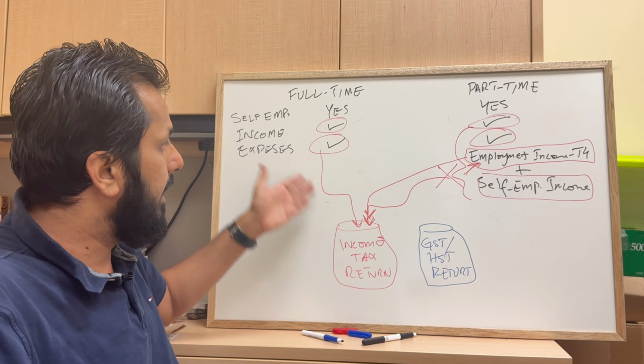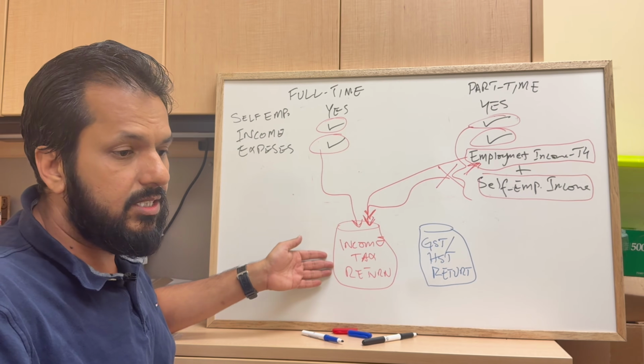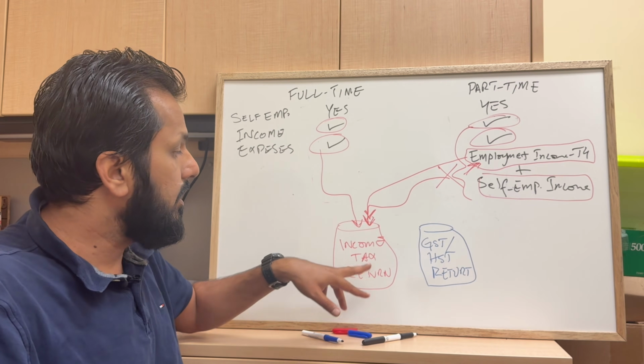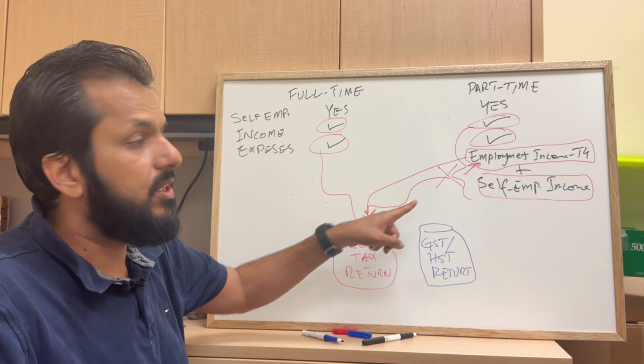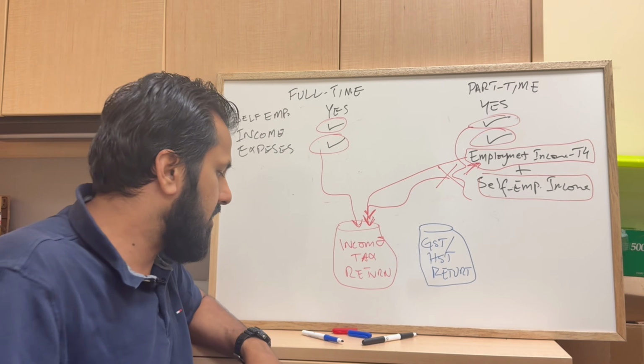So this guy is filing the income tax return as a self-employed. This guy is also filing the same income tax return as a self-employed, but he also has additional information which is coming from the employment income. All right, T4 or any other slip.